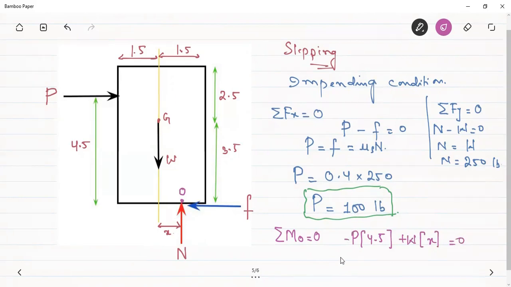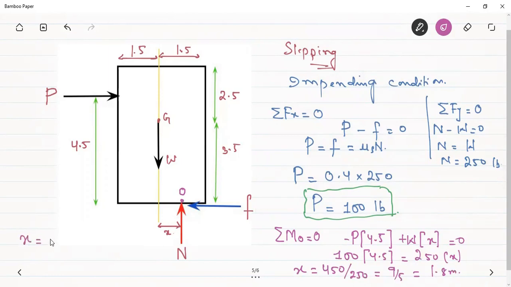Now see here, this value 100 into 4.5 will be equal to weight into x. The weight was equal to 250, so 250 into x. So from here we can see that x is equal to 450 by 250, that is 9 by 5, which is equal to 1.8 meters. So x here is equal to 1.8 meters, and this 1.8 is greater than 1.5.